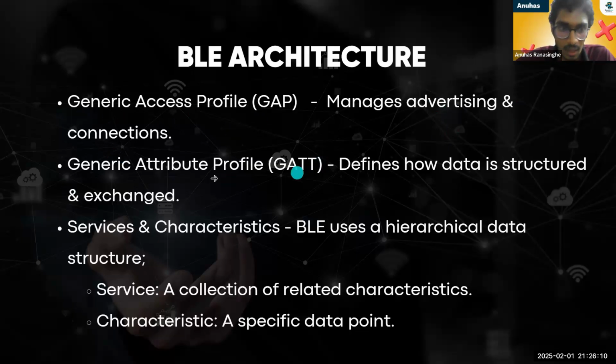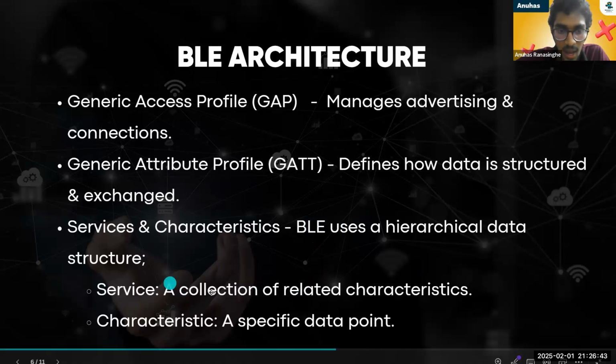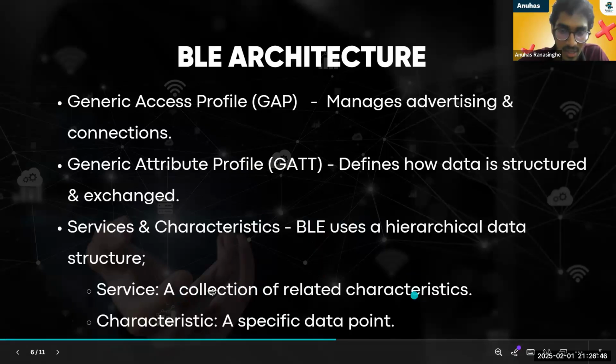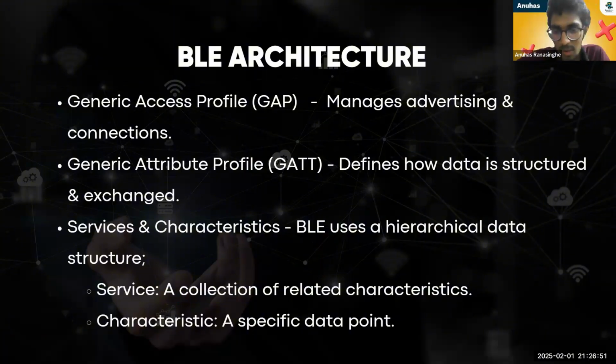And Generic Attribute Profile, GATT, basically defines how data is structured and exchanged, how it should be structured before communicating. So that part will be done by GATT. In Bluetooth data transmission, it uses a hierarchical data structure. For that, there are services and characteristics. A service is the collection of related characteristics. Actually, it is not going that deep: what we transmit, and a collection of that, is called a service.